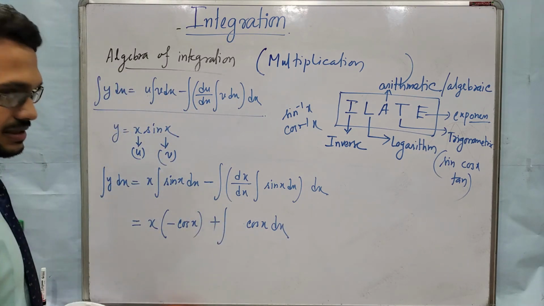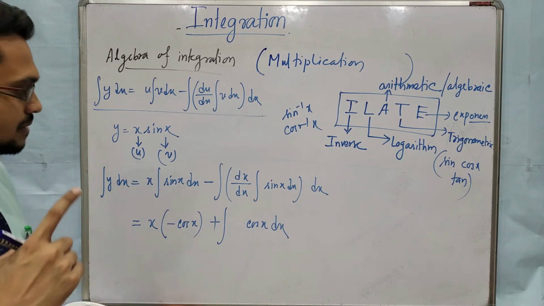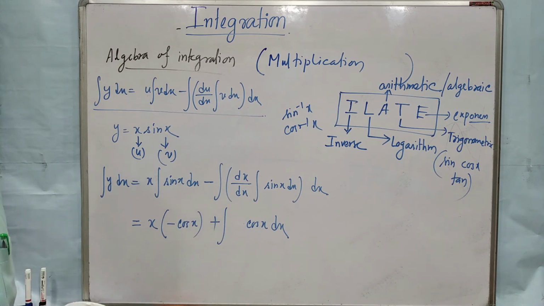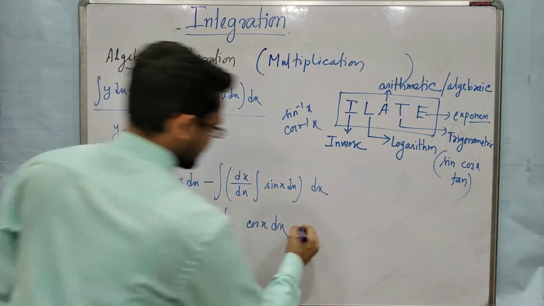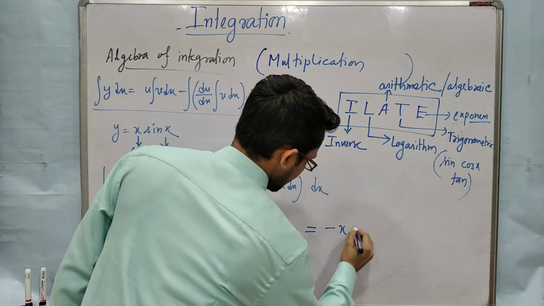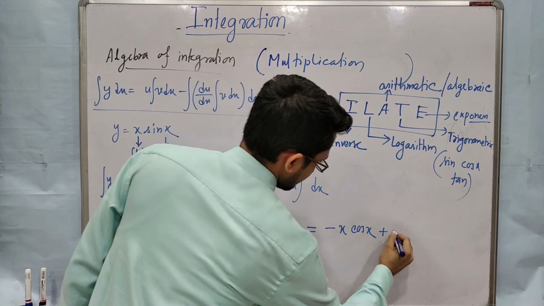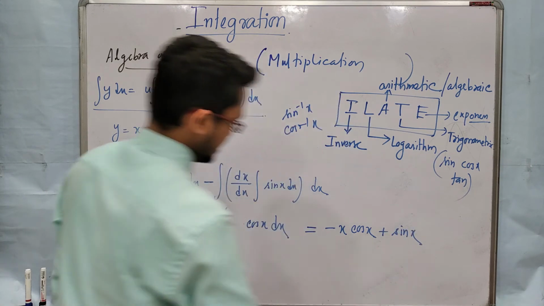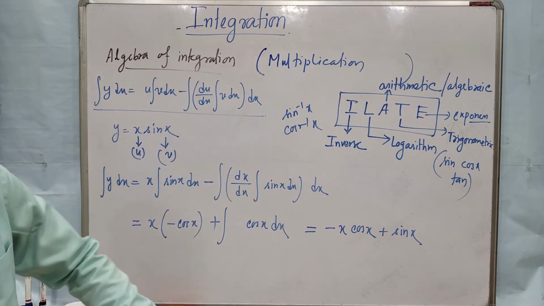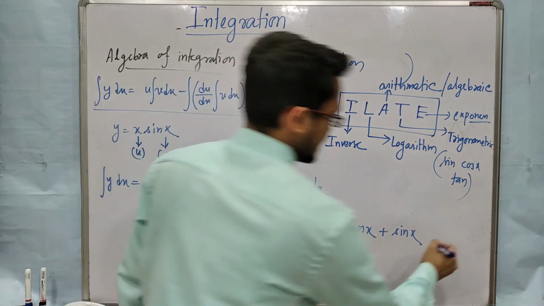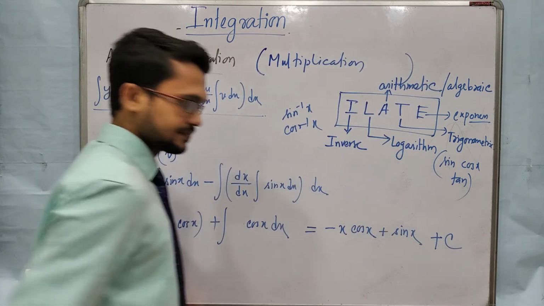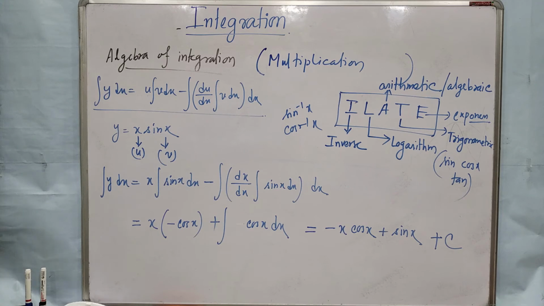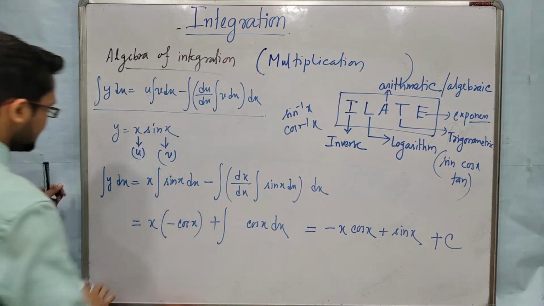Now, sin x dx is minus cos x, so cos x dx will be sin x. So the answer is minus x cos x plus sin x. Differentiation of cos x is minus sin x, integration will be plus, and at the end plus c. Okay. So take another one that is very important.